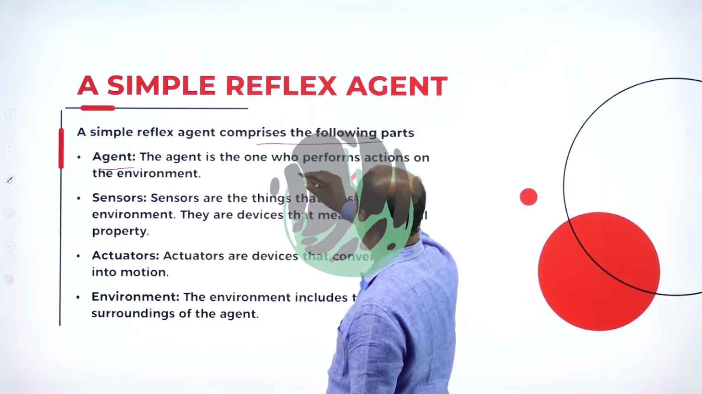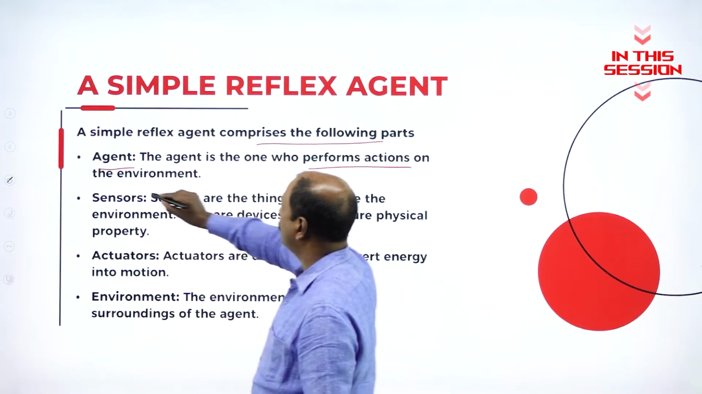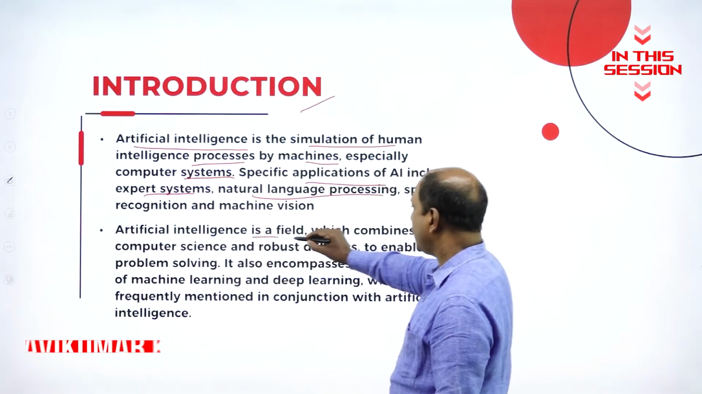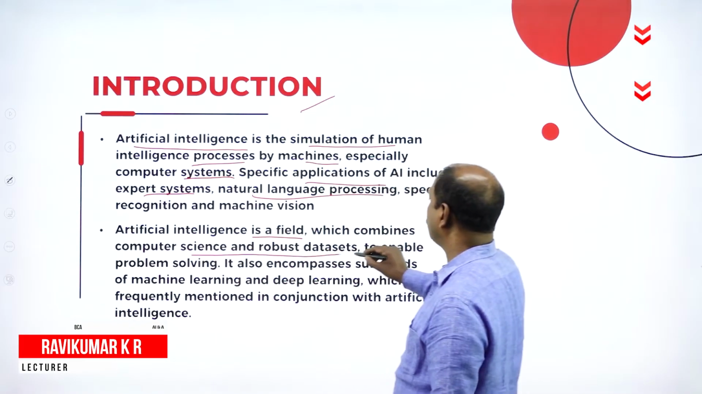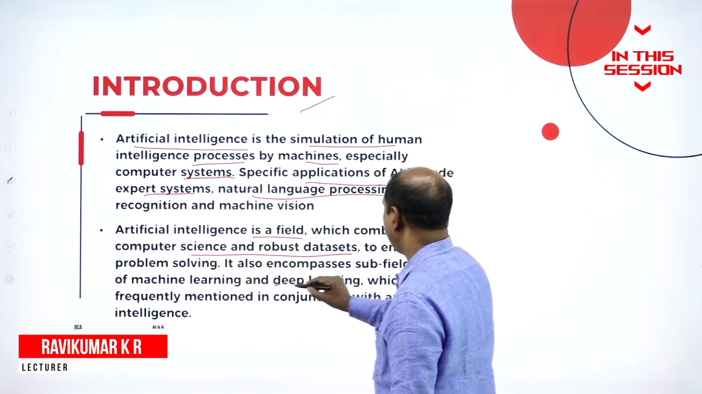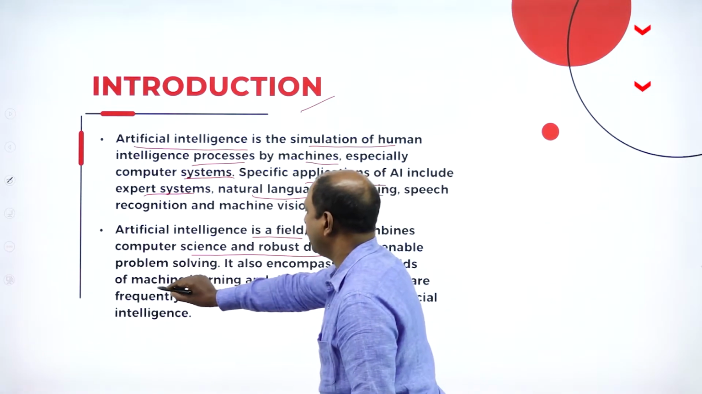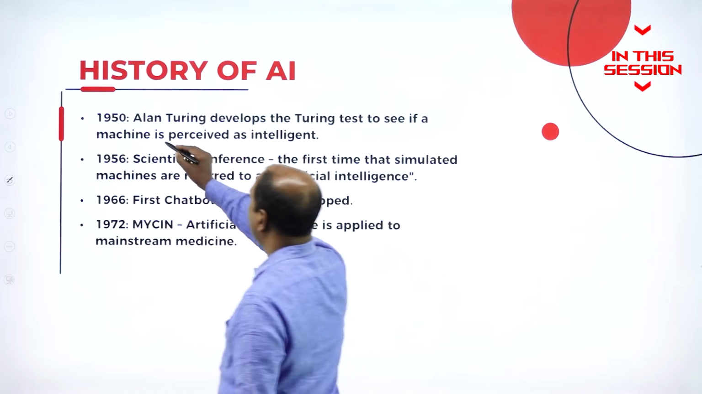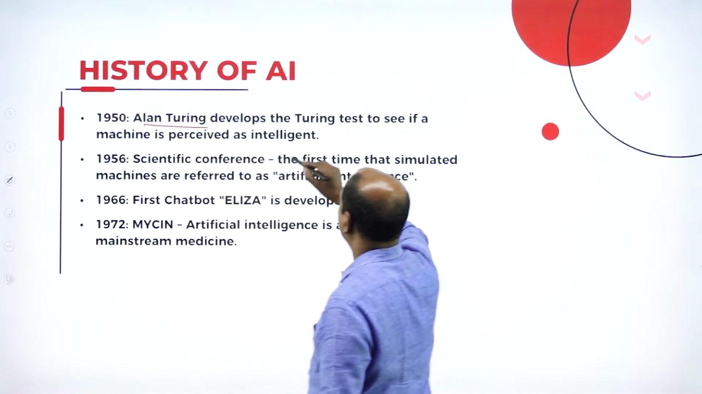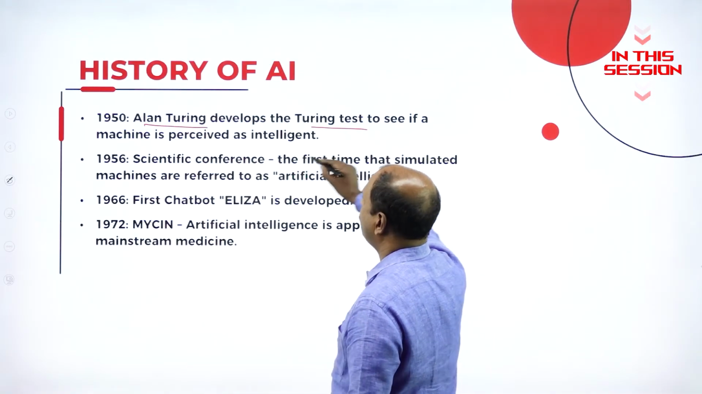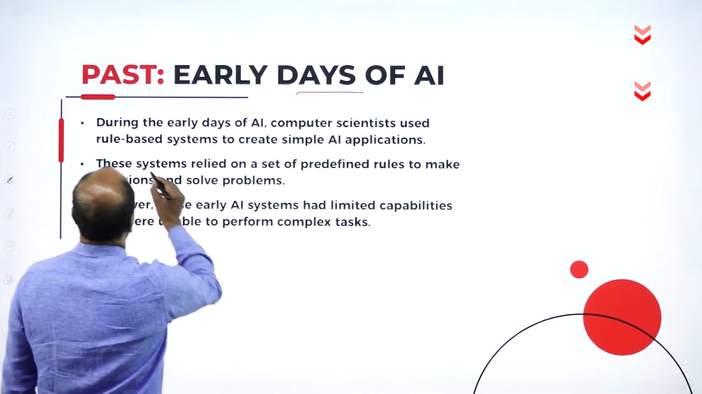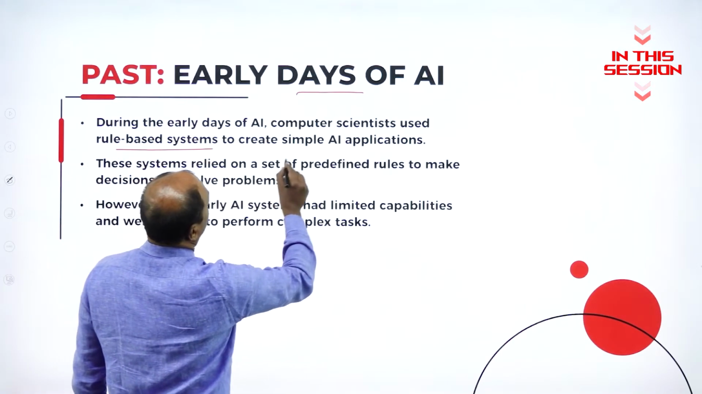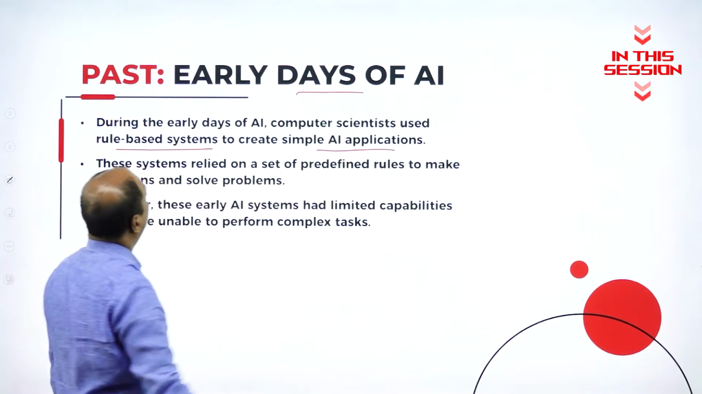The agent is the one who performs the actions on the environment. AI is a field which combines computer science and robust data sets and deep learning and machine learning. In 1950, Alan Turing developed the Turing test to see if a machine is perceived as intelligent. Computer scientists use rule-based systems to create simple AI applications.